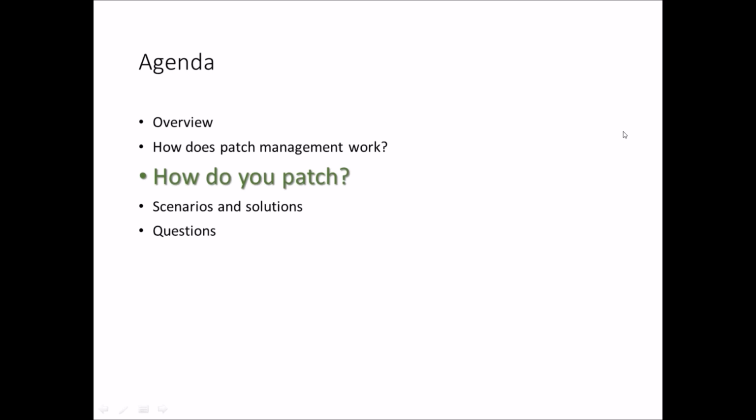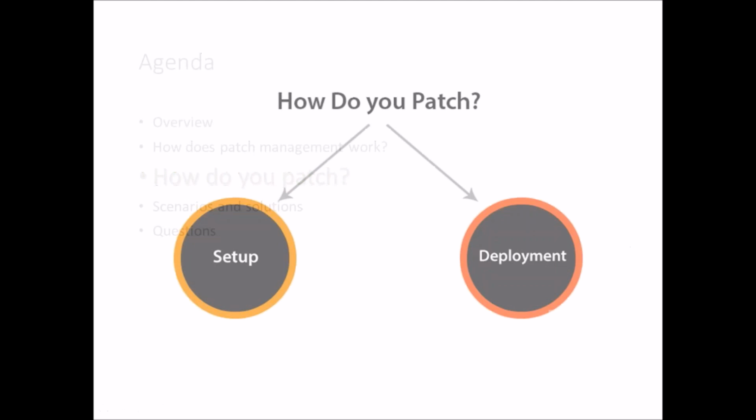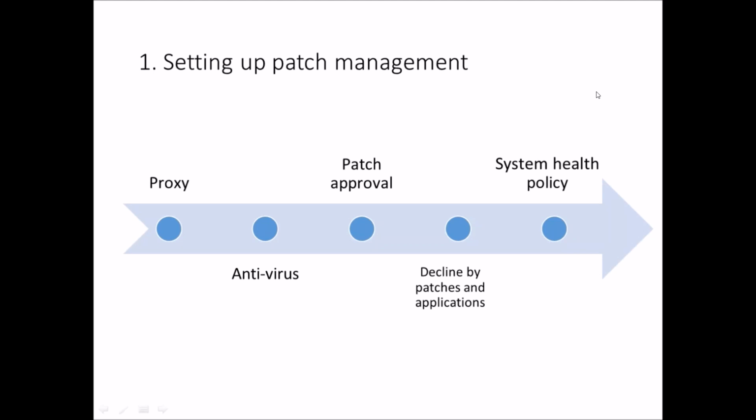Now let's see how you can go about patching your network and the required machines. Putting Desktop Central patching as a solution in your network has two simple steps. Setup is to put Desktop Central to work in your network, basically to set up things. Deployment is to deliver the patches to the network the way you need it. We have different methods to do that. I'll explain that when we get into the deployment. Now let's look into the setup.